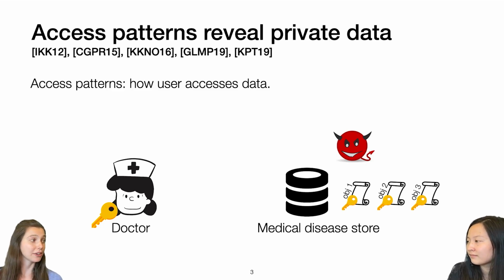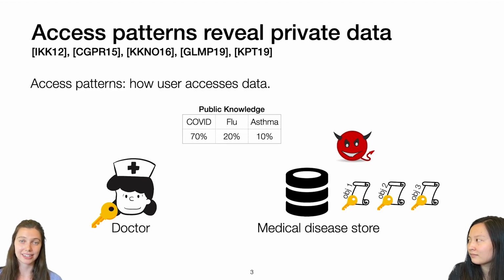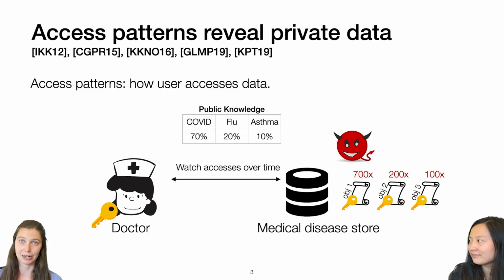So to make this a bit more concrete, I'm going to walk through a simple example with a medical disease store. So let's say there's some public information about how frequently different objects are being accessed. Let's say the COVID object is being accessed about 70% of the time, the flu object about 20% of the time, and the asthma object about 10% of the time. So over time, the attacker is going to watch the doctor interact with the medical disease store, and they're going to see how frequently different objects are being accessed.